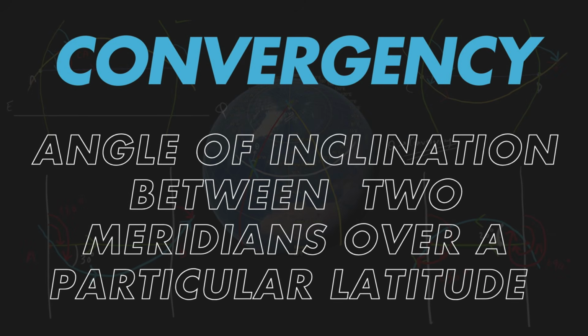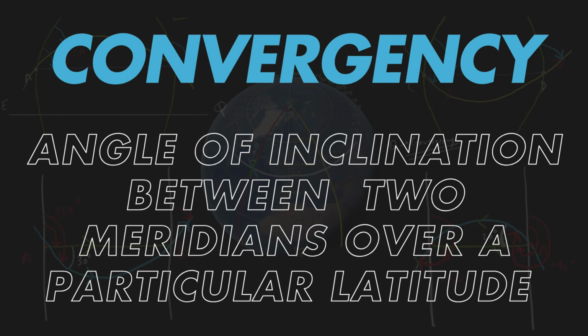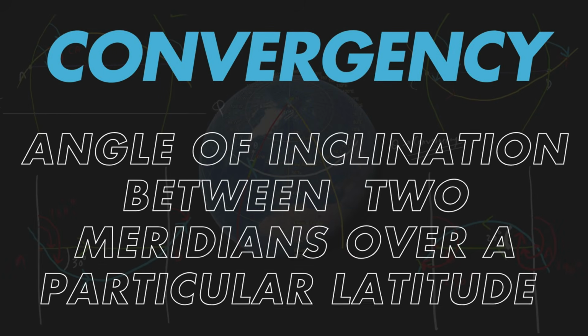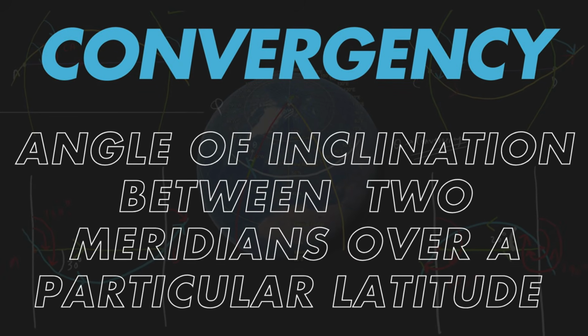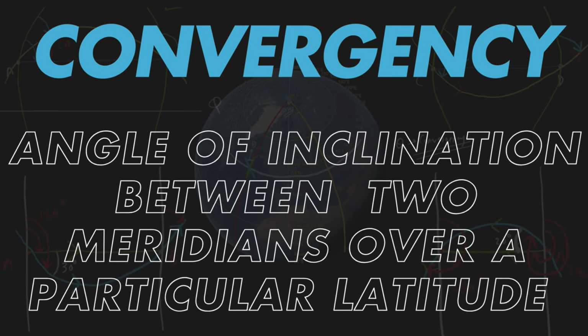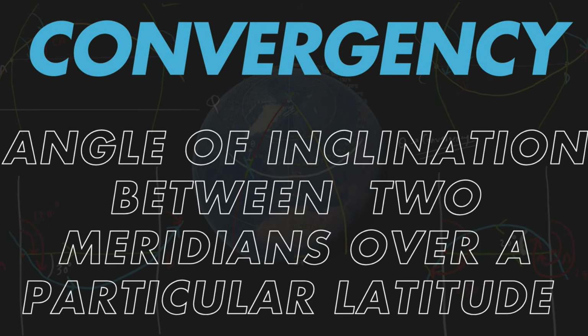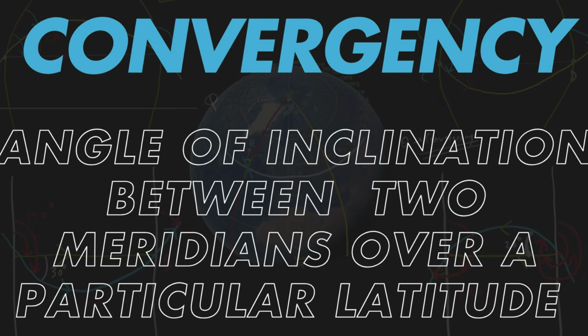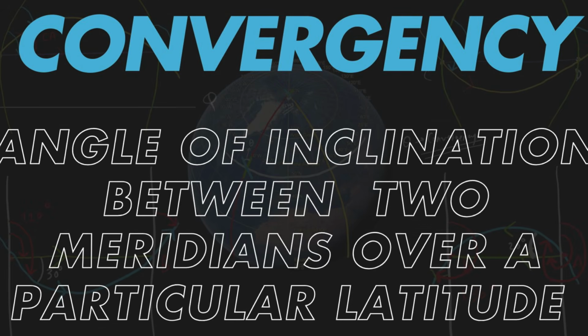Starting with what is convergency? As per definition, convergency is the angle of inclination between two meridians over a particular latitude. Let's understand this definition first.